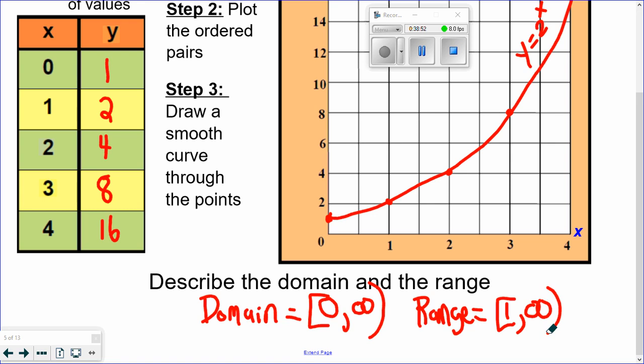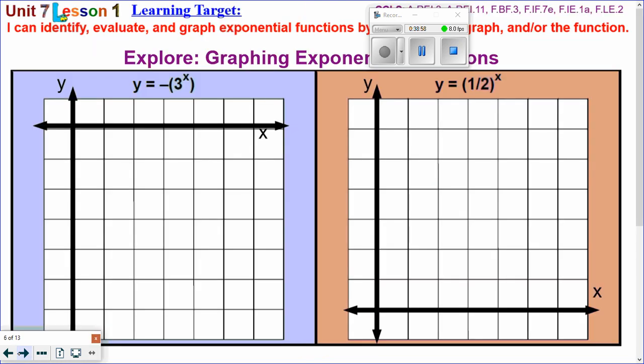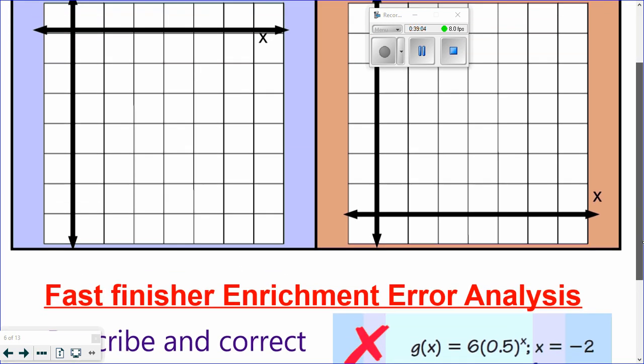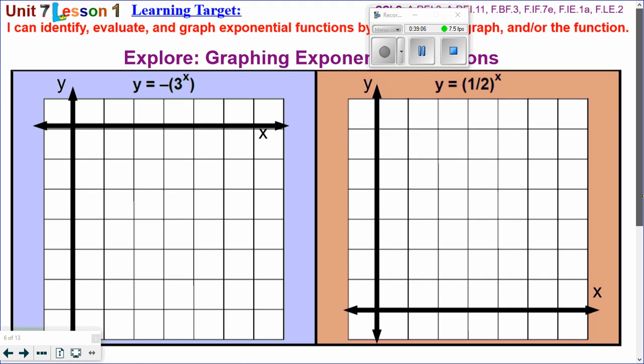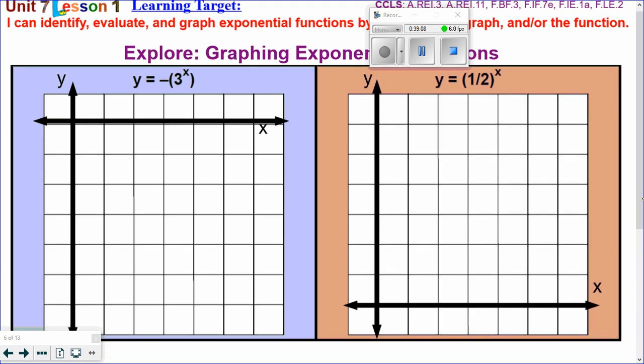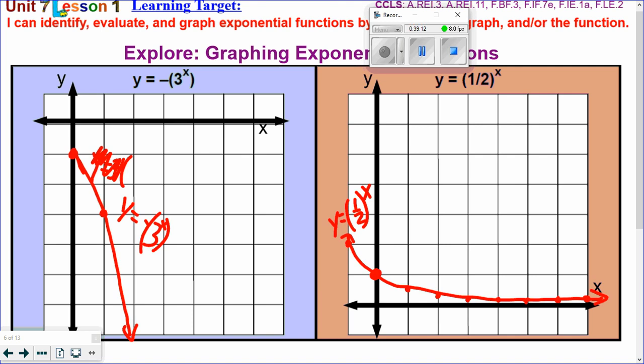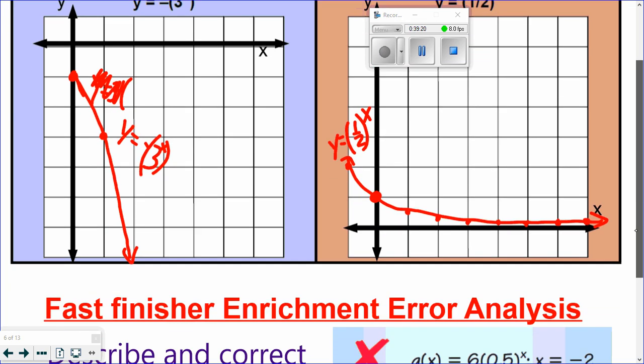So the next page, you're going to do the same thing. In the interest of time, go ahead and graph them using your calculator. Press pause now. Basically, right there, you're just using your calculator to do this, and that's basically it.